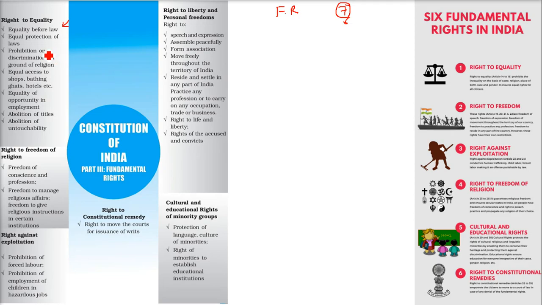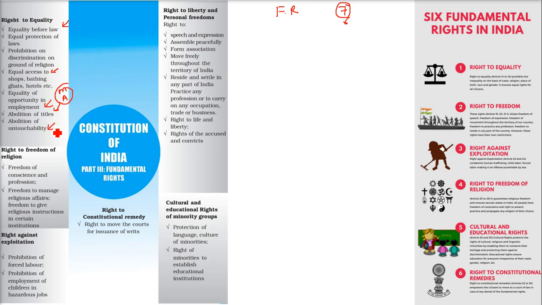The prohibition is there for discrimination on the ground of religion. And if you are talking about any public place like shops, bathing huts, hotels, no one can be discriminated against or stopped. In employment and jobs, there is equality of opportunity. Everyone should get equal chances of getting employment. And the abolition of titles, that is, the military people or someone who has done really good in academics are only given titles. Other than them, no one.